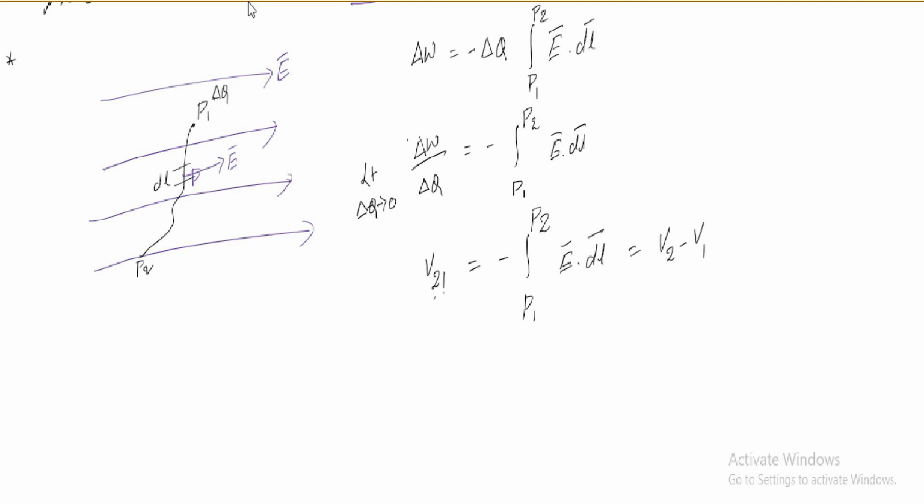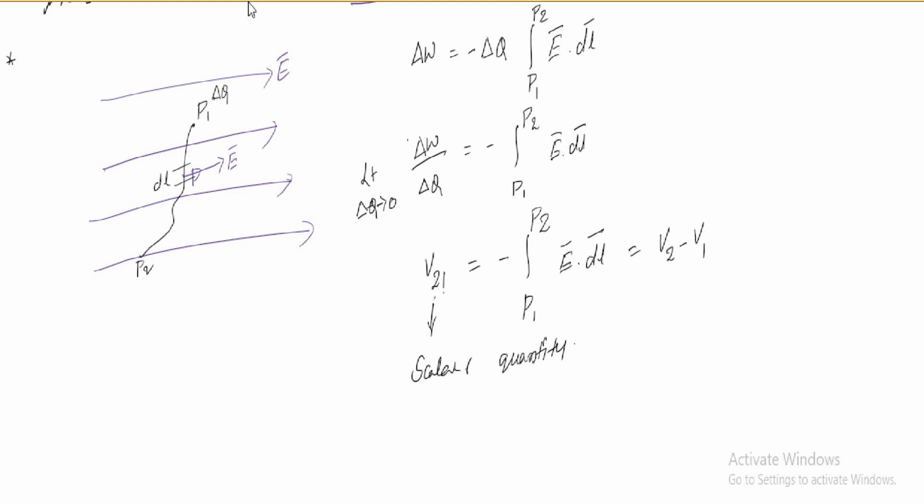So V2 is nothing but the potential at point P2, and V1 is nothing but the potential at point P1. Here dW and dQ are scalar quantities. So V21, that is the potential difference, is also a scalar quantity.